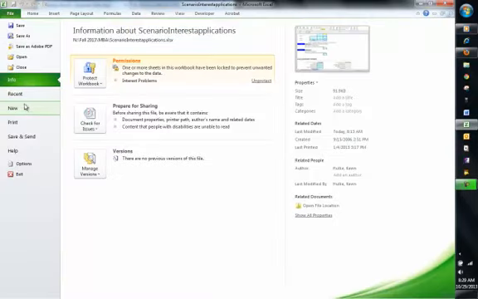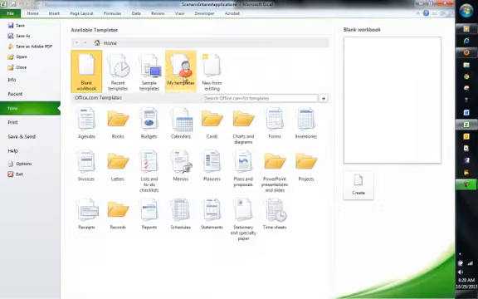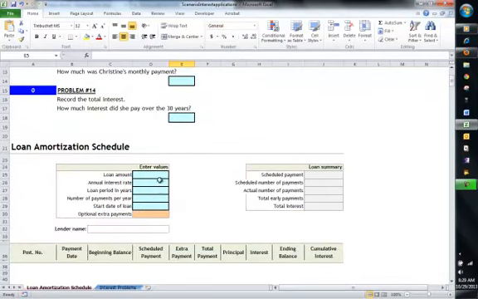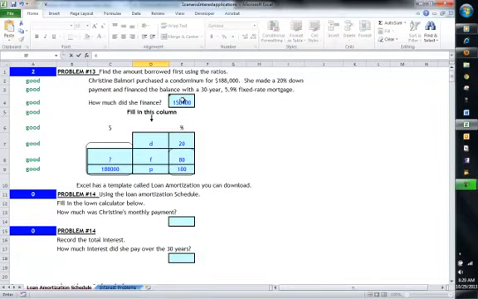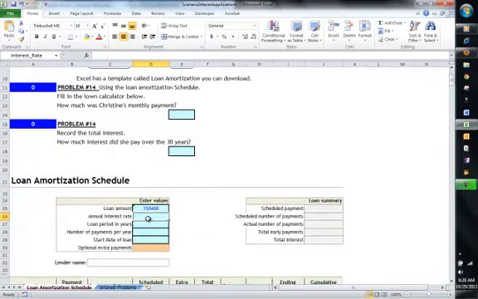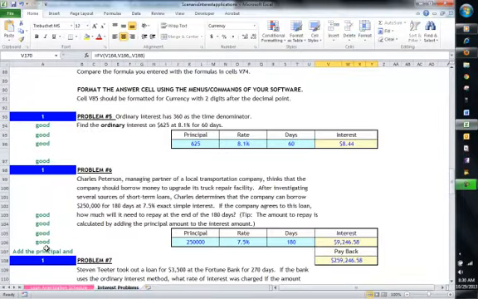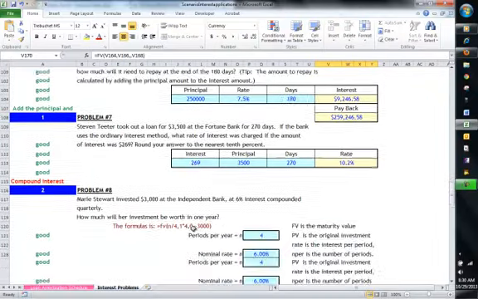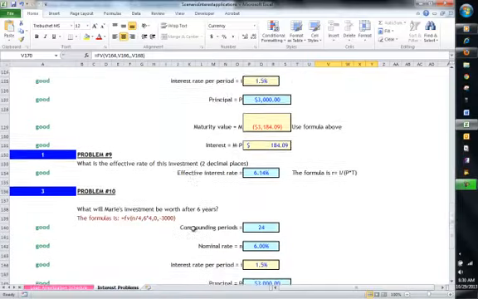You can find the loan amortization schedule by going to New, Sample Templates, and there's loan amortization right there. But here's how the loan amortization looks. We're going to take our $150,400 at an annual interest rate of... I missed a point here someplace. Where did I miss the point?